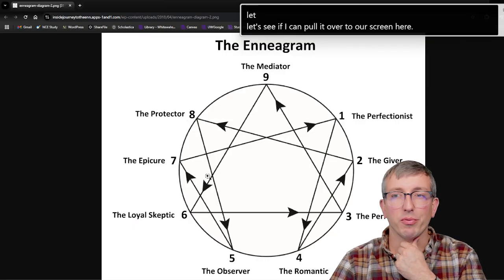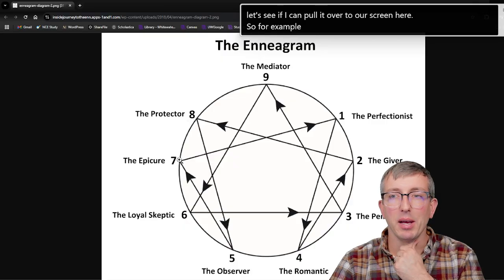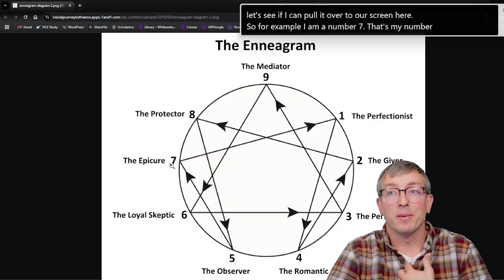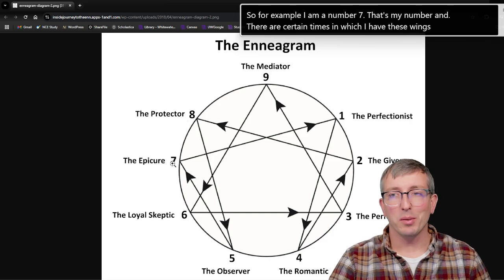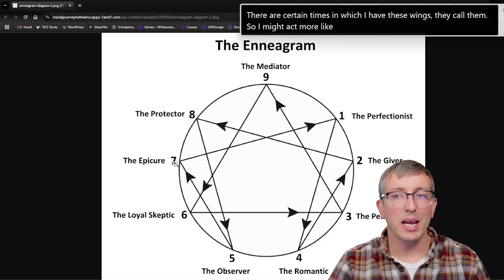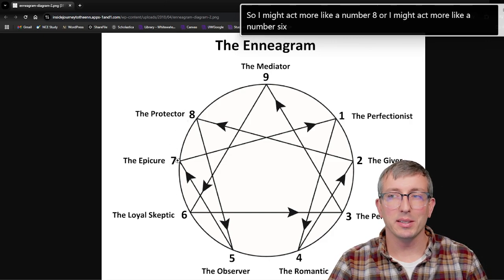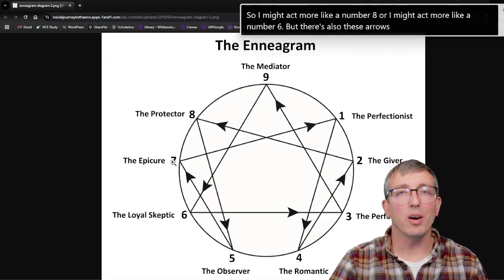So for example, I am a number 7. That's my number, and there are certain times in which I have these wings, they call them. So I might act more like a number 8, or I might act more like a number 6. But there's also these arrows, and somehow there are these relationships.